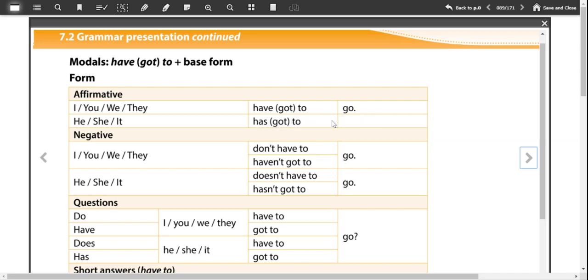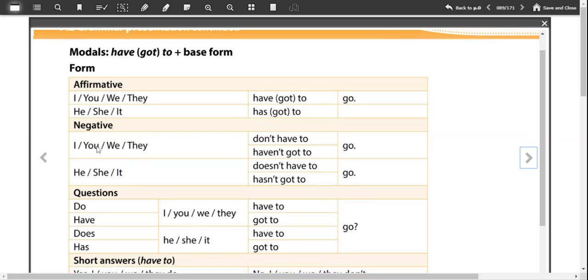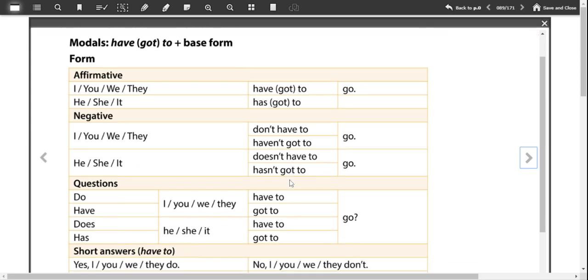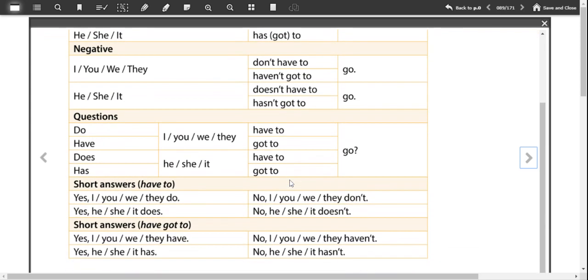Then has got to go. Just two different ways of saying it. And then the negative, I, you, we, they, don't have to or haven't got to. And he, she, it doesn't have to or hasn't got to. Remember, you can review this video as many times as you want.